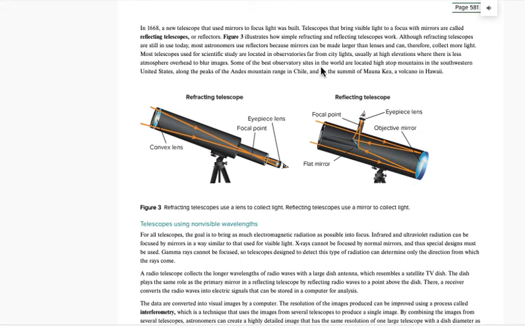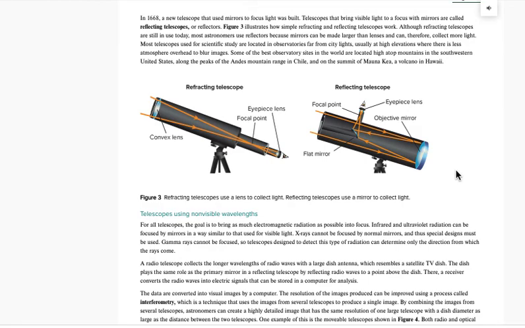So that's refracting. Reflecting, just like you would look at your reflection in a mirror, reflecting telescopes use mirrors and a little bit of a lens, but just remember, reflecting has mirrors, refracting is just using lenses to help you see. So that's the difference between those two.